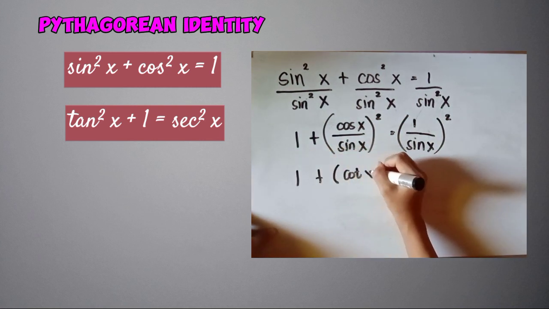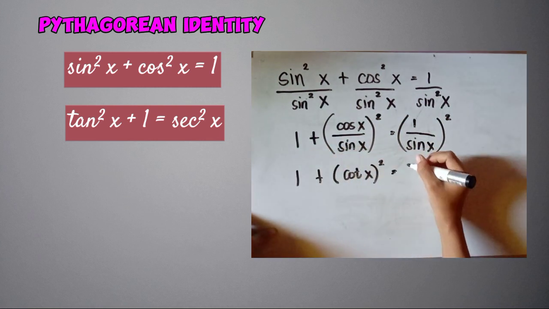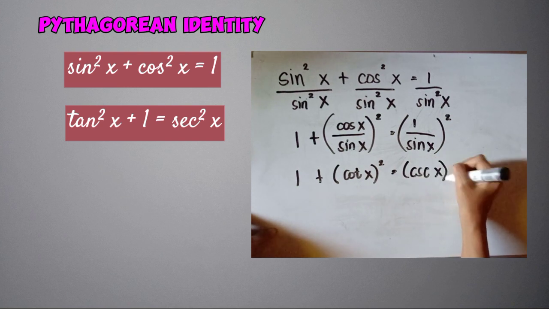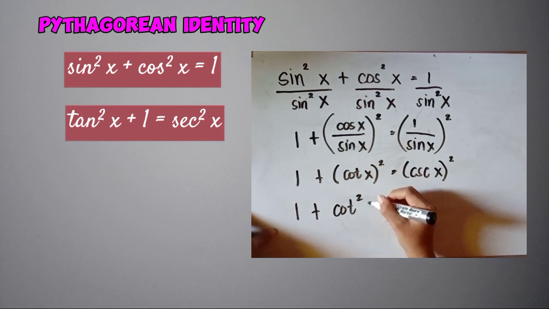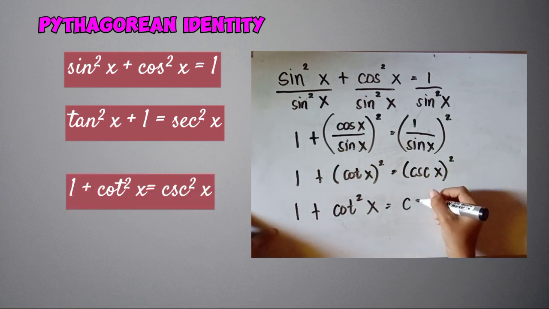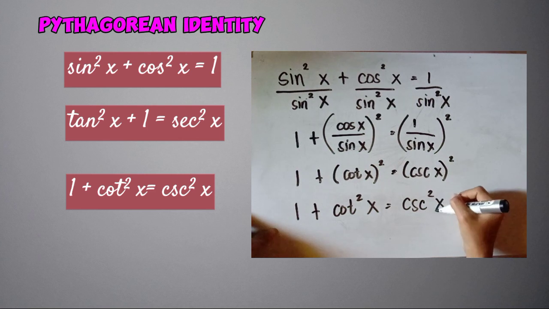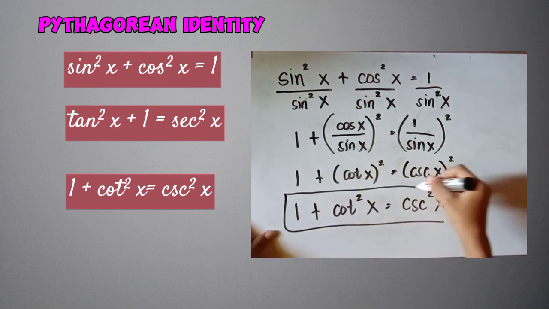After that, you will get 1 plus the square of cotangent x is equal to the square of cosecant x, and then you will simplify and you will get the final Pythagorean identity: 1 plus cotangent squared x is equal to cosecant squared x.